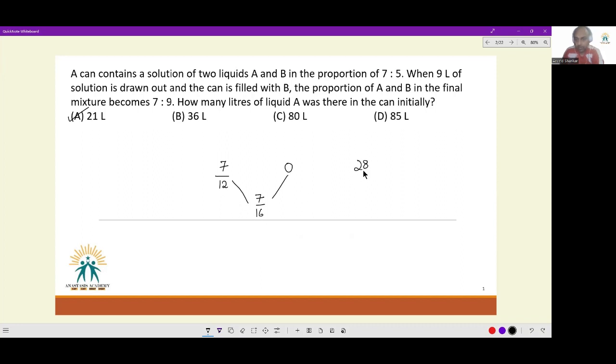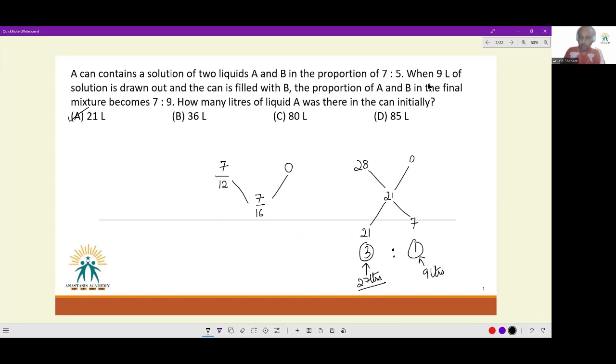So it will turn to 28 by 48, 0 by 48, and 21 by 48, which will give us the difference as 7, 21. The ratio will be 3:1. This one has been told to us as 9 liters. 1 unit is 9 liters. So these 3 units would be 27 liters.